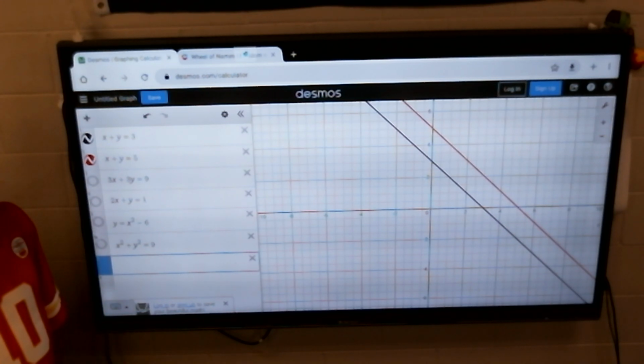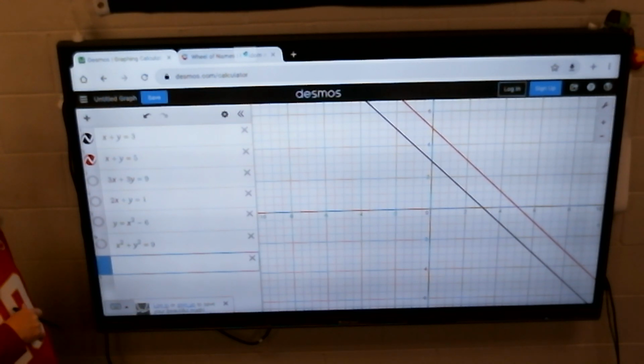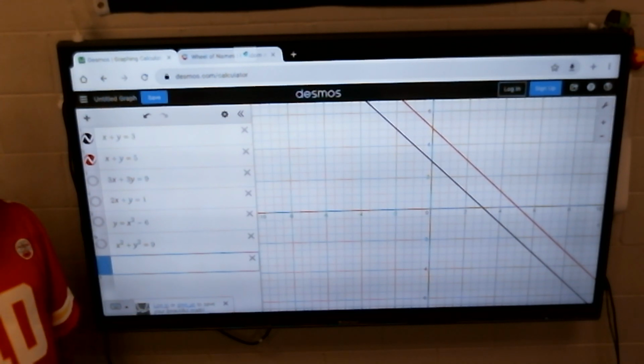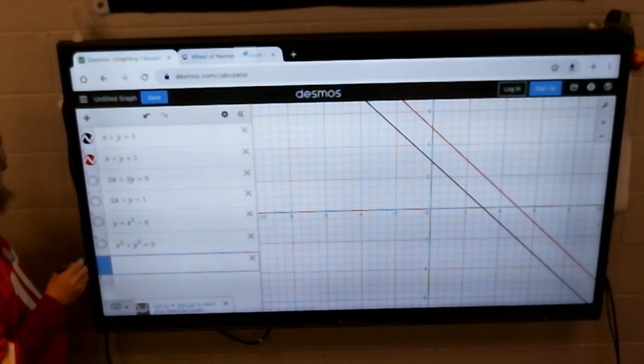What are those 2 lines? We call them parallel, never going to cross. So because they never intersect, how many solutions will I have? 0. No solutions whatsoever. So if they're parallel on your graph, they do not intersect, therefore there's no solution to them. Okay? Let's get rid of that one.